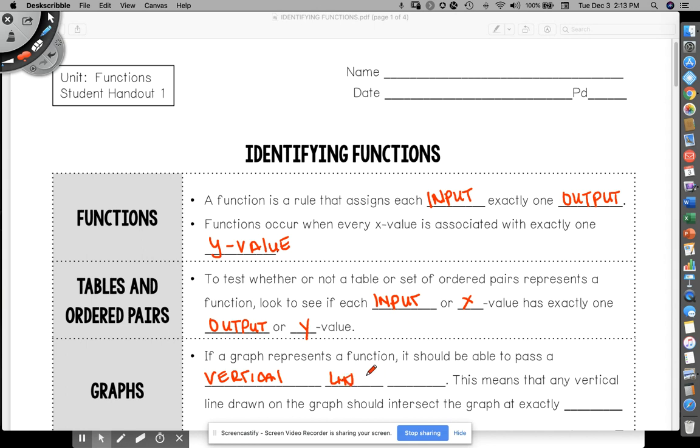Oh, my pen is acting all silly right now. All right, vertical line test. Hopefully you can read that. Which means it can pass through the graph at exactly 1 point.